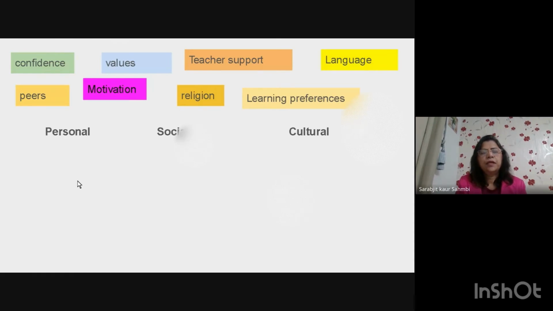So yeah, Sudhansh, you're going to write all the personal factors. You can write in your book, and then you can later on say to me, or you can write in the chat. It's okay. And same goes with Malika. You're going to write all the social factors.